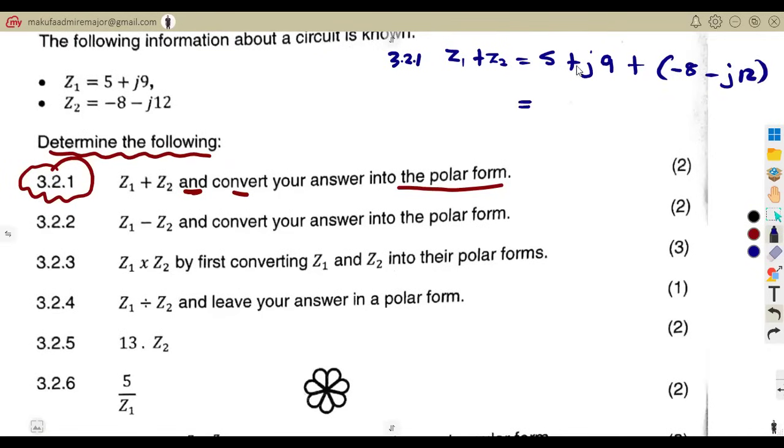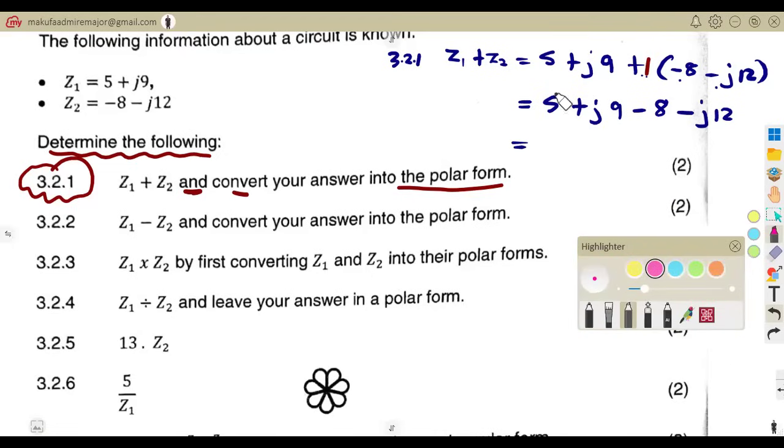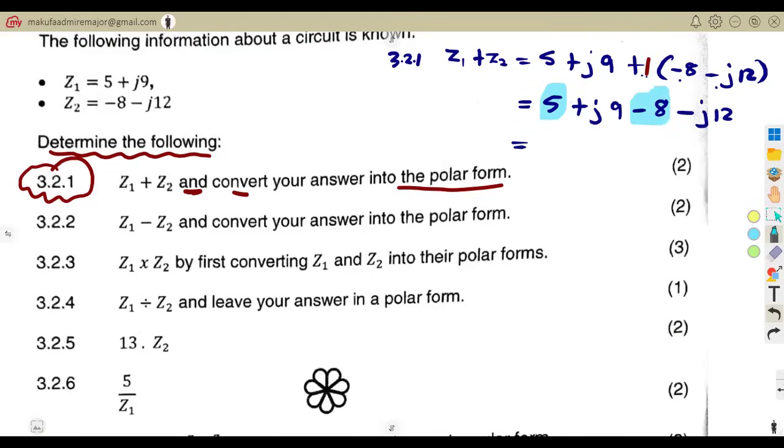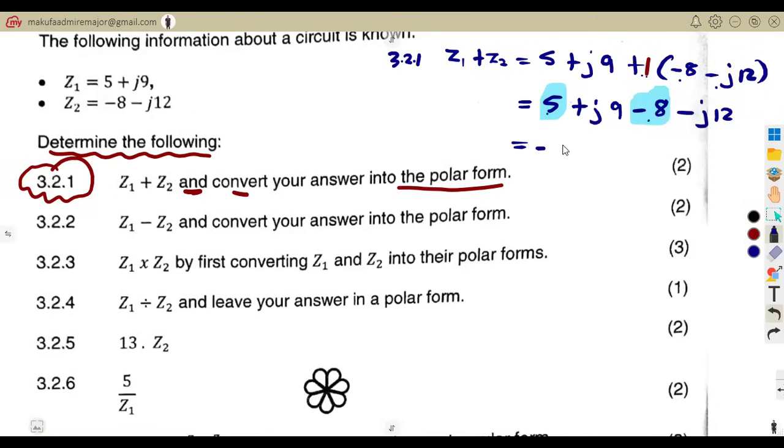So you're simply going to add. Remember, addition, it's just like a plus 1, so there's no effect. It just remains 5 plus j9 plus the minus 8, and the minus j12. Then you're going to consider the real terms on their own, 5 and negative 8. Combining these two, 5 minus 8 gives us a negative 3. Then the part where the j is, 9 minus 12, that's a minus 3. So that's minus j3.